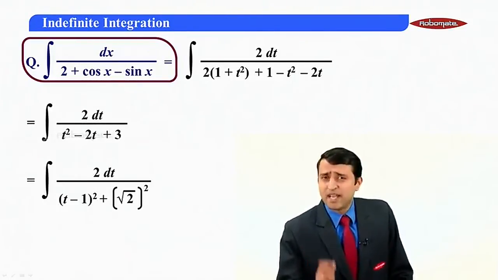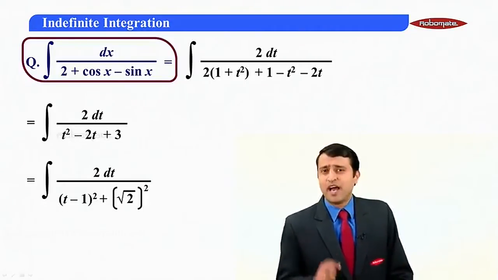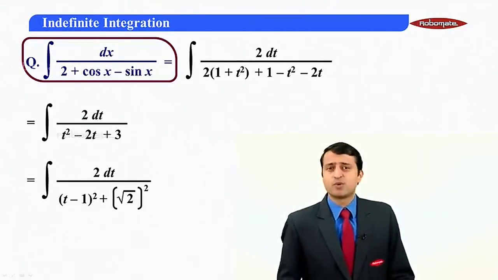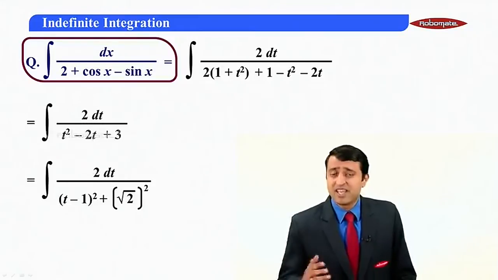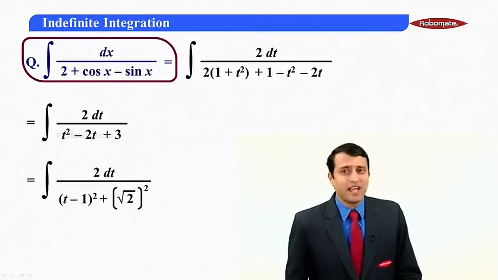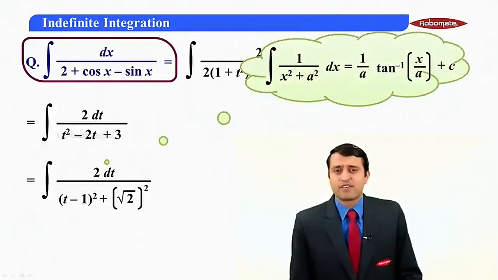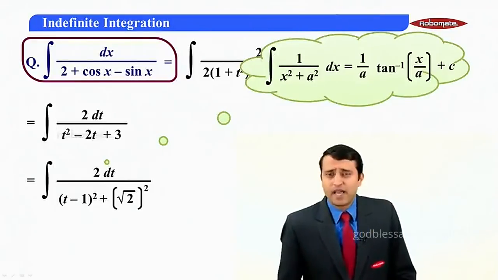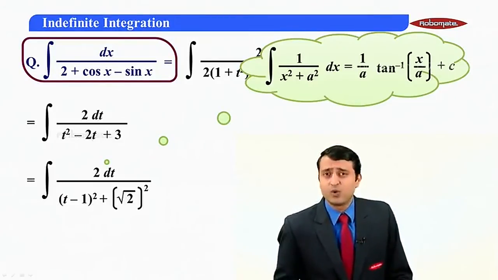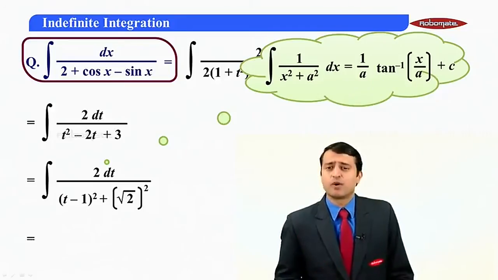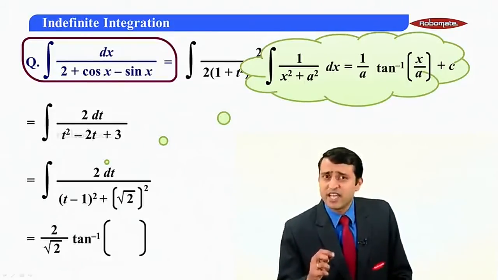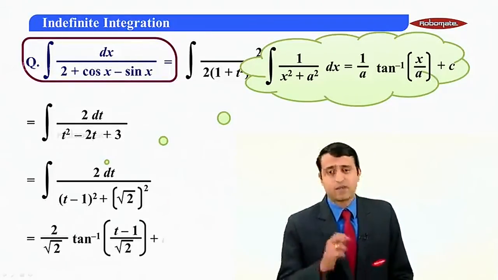Pardon me, 3 minus 1 is 2, and therefore I can say in this case 2 will be written as root 2 the whole square. Now what are we supposed to do? Write the formula for this. The integral we have is in the form of 1 upon x square plus a square, and the formula for that is 1 by a tan inverse of x by a. So let us apply 1 by a. My dear students, there is already a 2 in the numerator. So in this case, we will write 2 into 1 upon root 2. So can I say that 2 into 1 upon root 2 will be as it is, tan inverse of x by a. So can I say t minus 1 upon root 2, and a plus c has to follow.